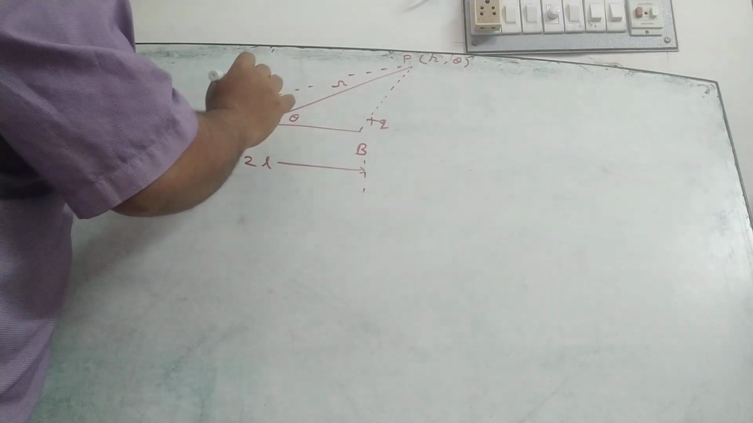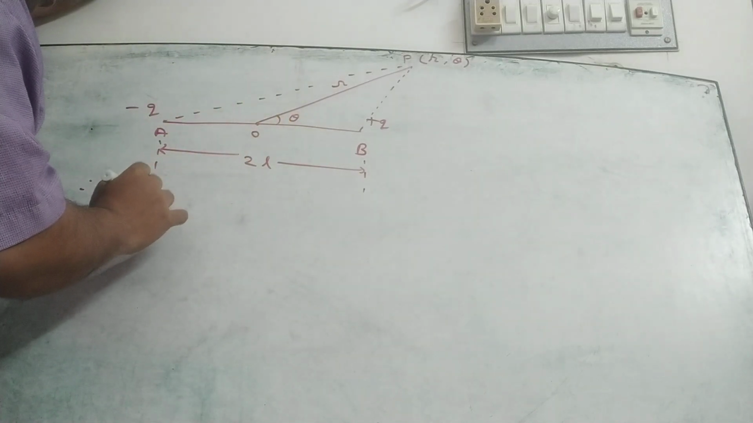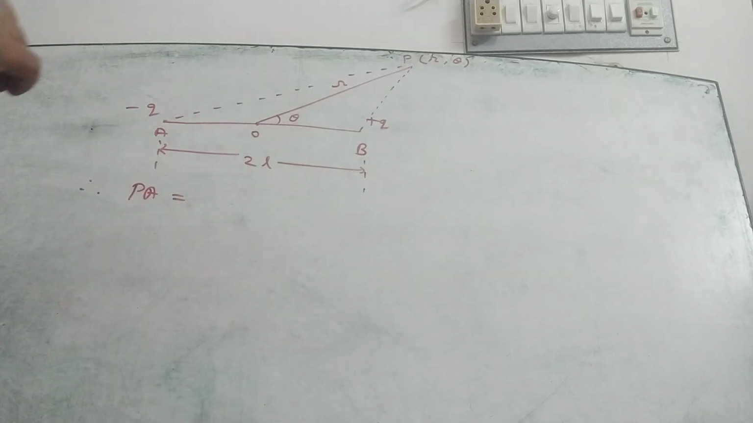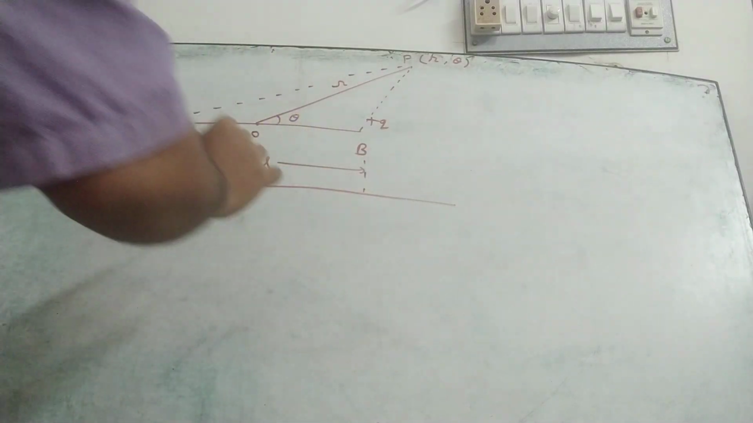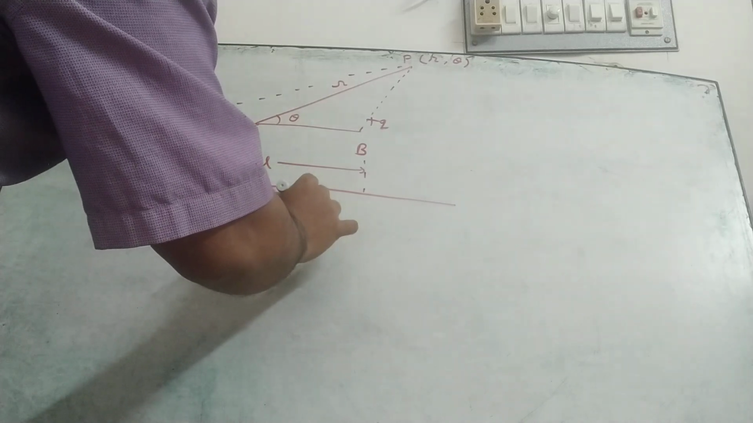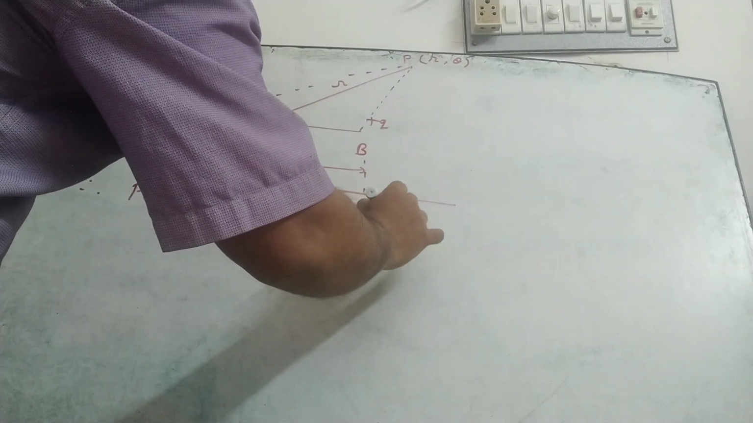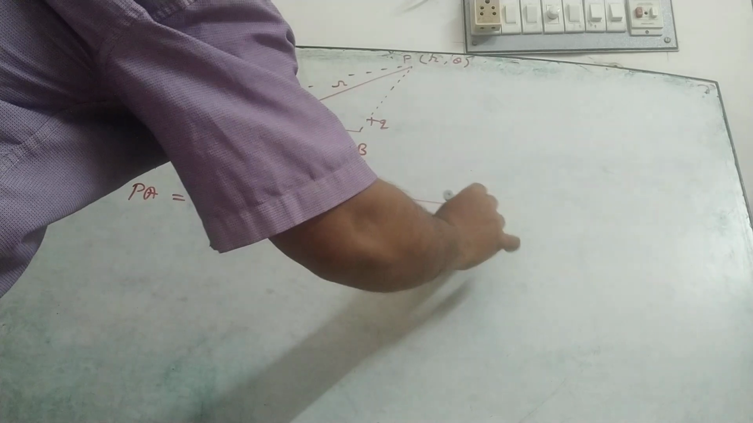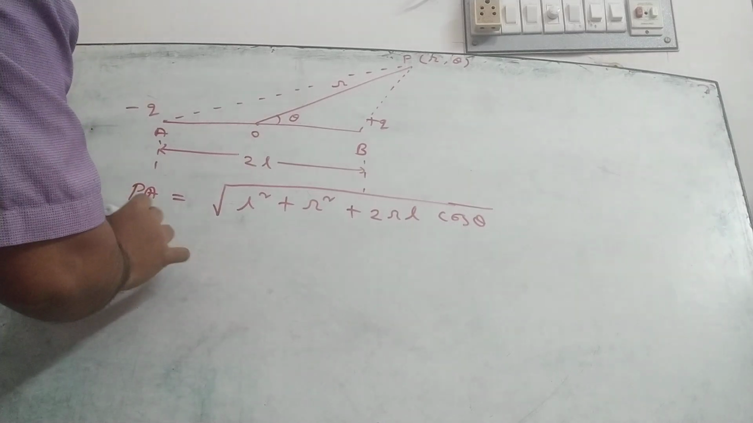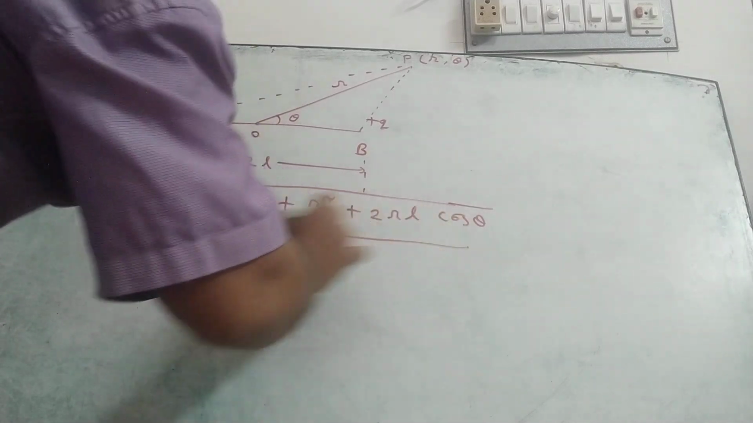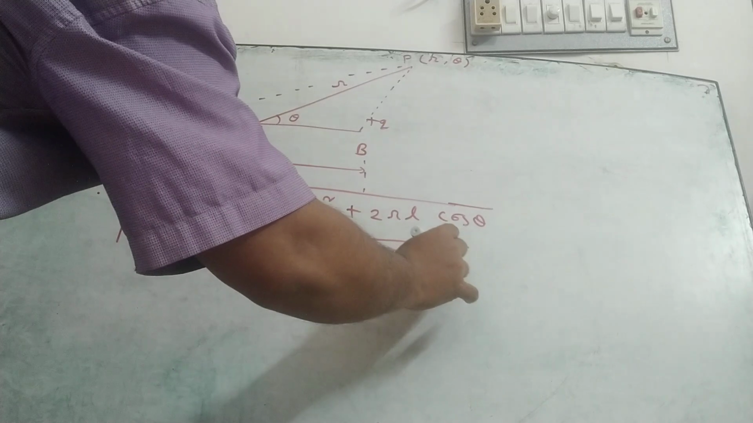Let the distance PA be equal to under root of L square plus R square plus 2RL cos theta, and the distance PB is under root of L square plus R square minus 2RL cos theta.